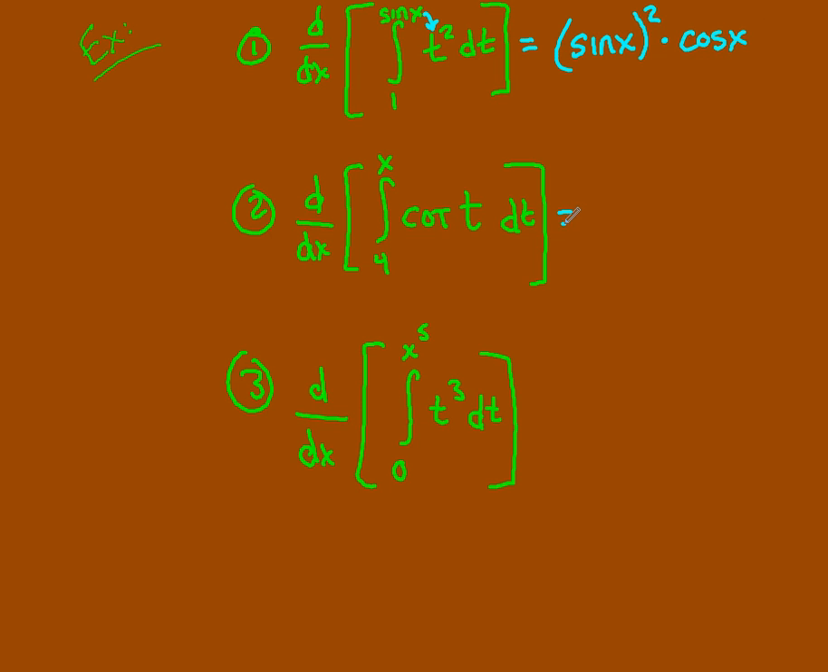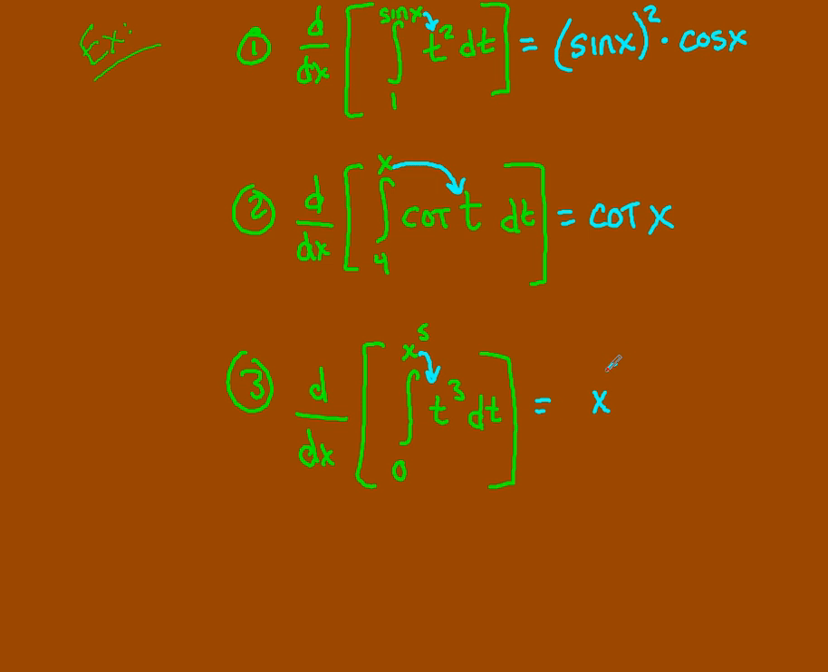In this one, I might be freaking out because I don't know what cotangent is or what its integral is yet. Well, all I have to do is still plug in that top value for t. So now instead of cotangent of t, it's cotangent of x. And I need to multiply by the derivative of this guy up here, which is 1. So I'm already done. And in this last one, plug in my x to the 5th.